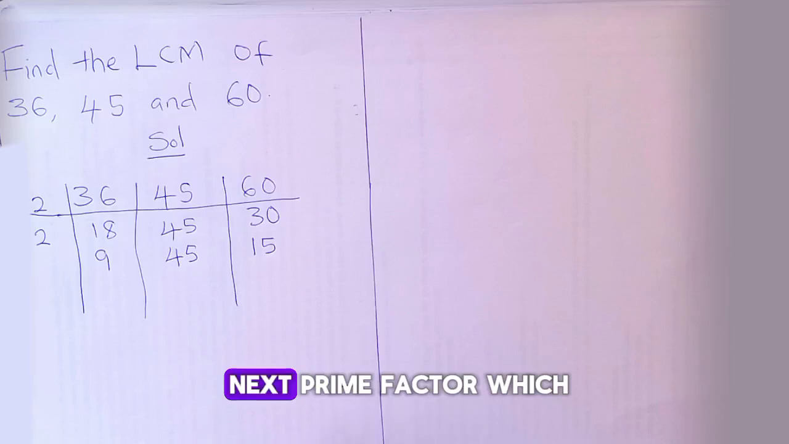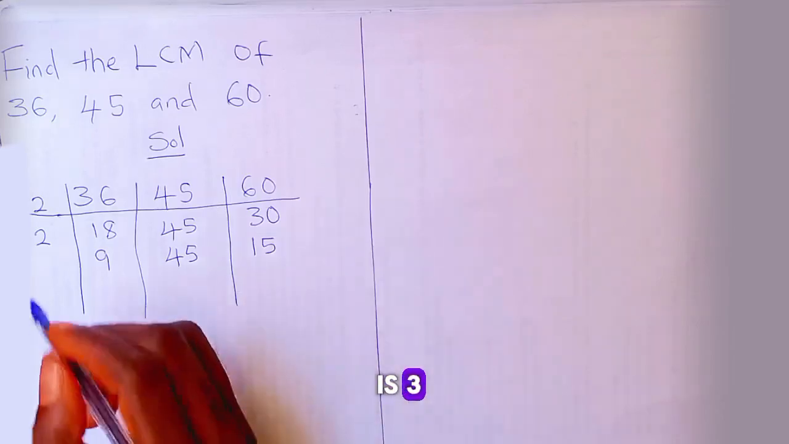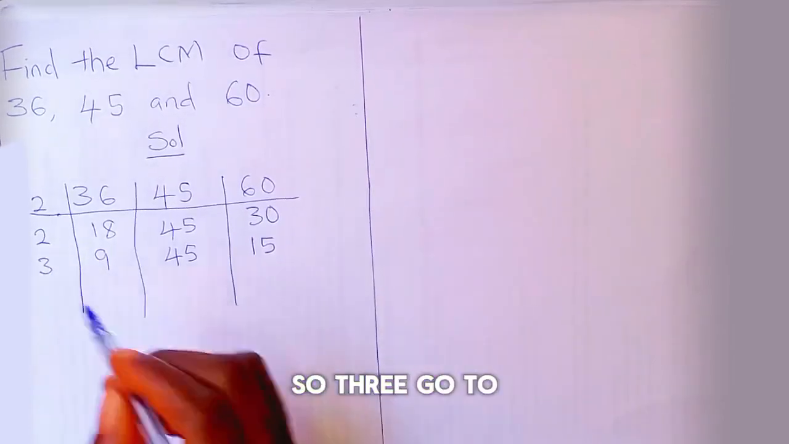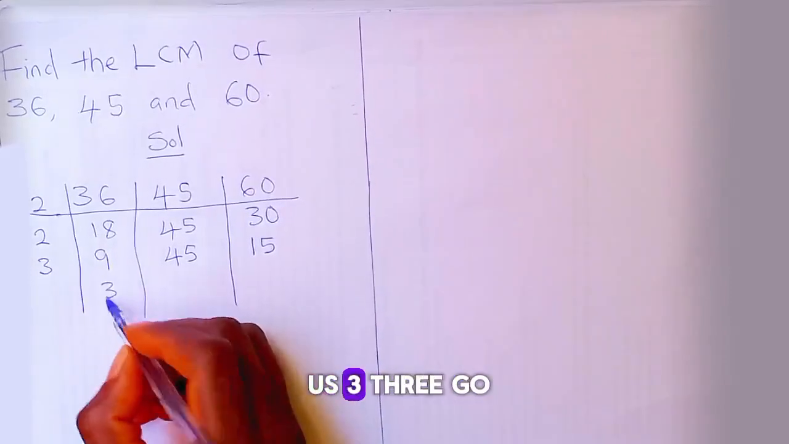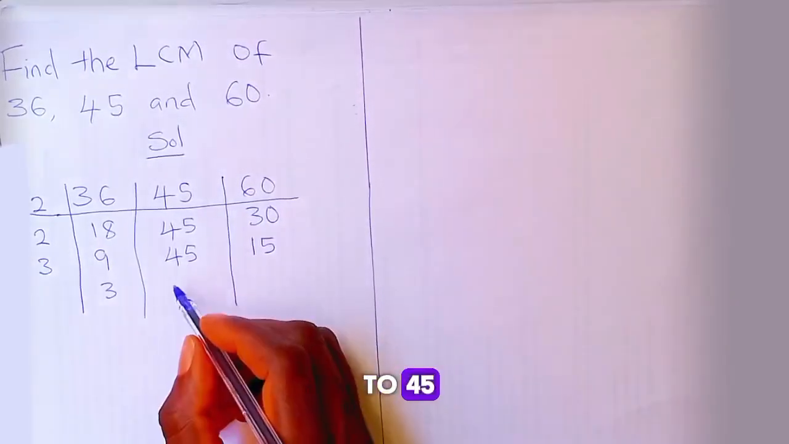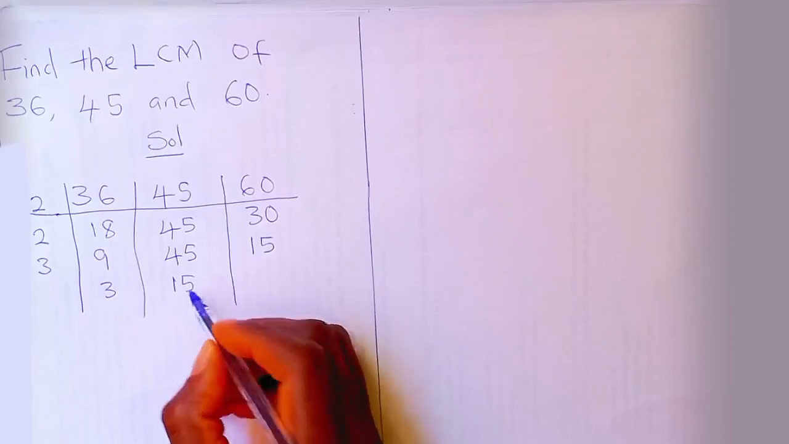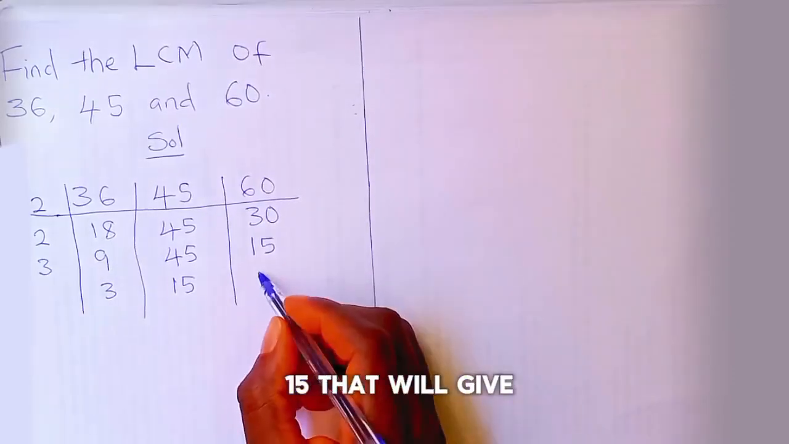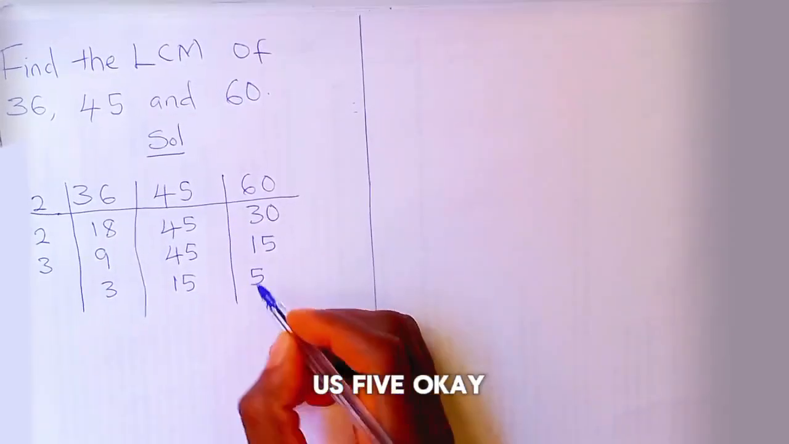So we go to the next prime factor, which is 3. So 3 goes into 9, that will give us 3. 3 goes into 45, that will give us 15. And 3 goes into 15, that will give us 5.